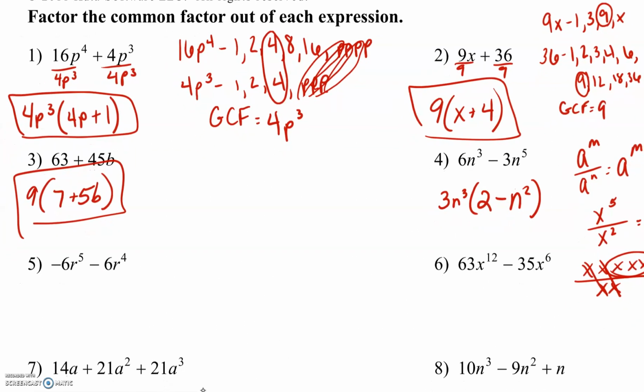Number 5. Anytime that you have a leading coefficient that has a negative, you always want to take that negative out. So we're going to take negative 6r to the 4th out, leaving with r plus 1. So if you take the negative out, it changes the sign of everything.